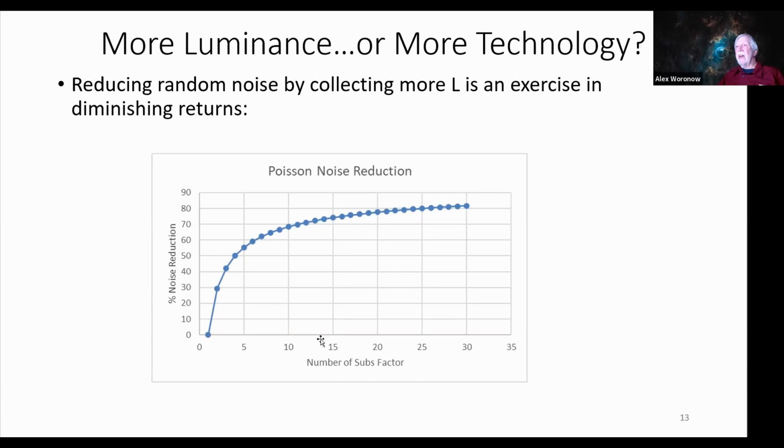Okay, here's a little graph I made up. Here's the factor of numbers of subs. So this says you've taken 10 times as many subs as (R plus G plus B) divided by 3 subs, 20 times as many, 30 times as many, and here's what your noise reduction is. So to get a noise reduction down to, this is actually 12.5% of the original noise left in it, you need 30 times as many luminance subs as you have equivalent luminosity in the RGB. That's a lot.